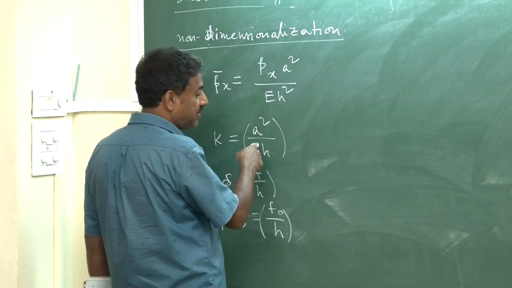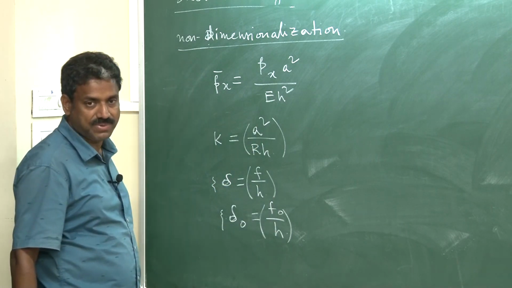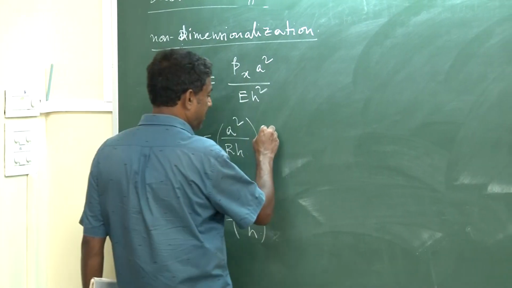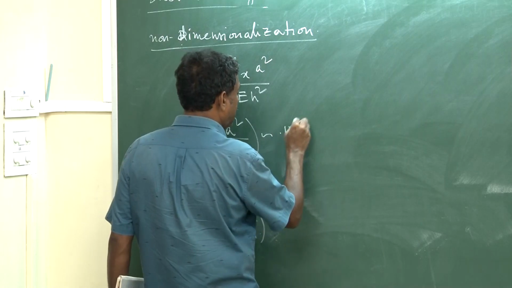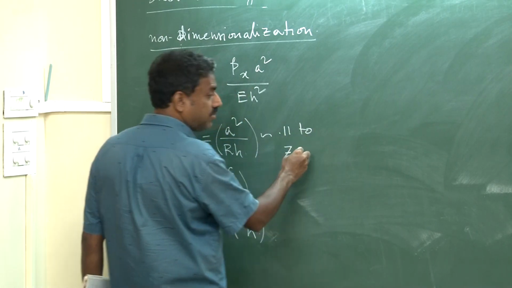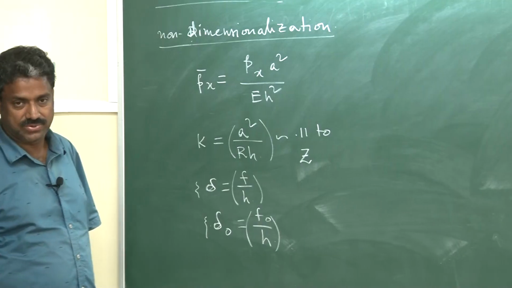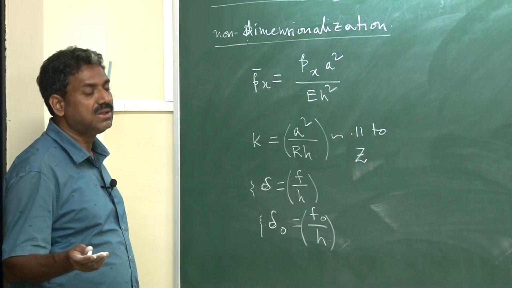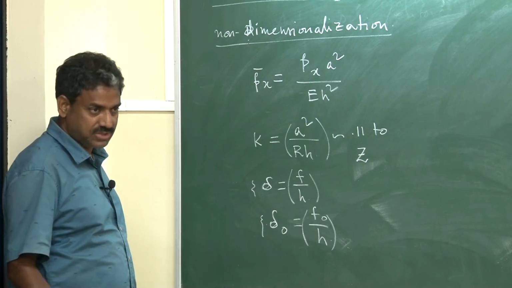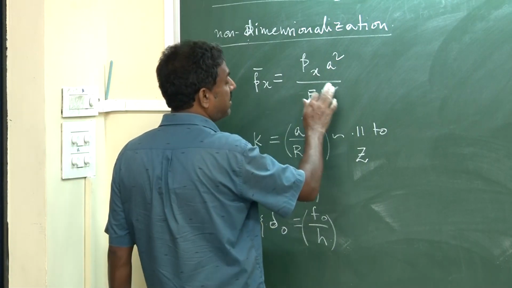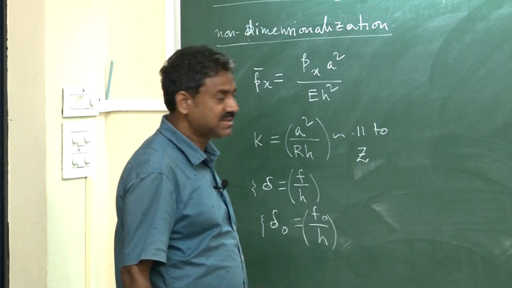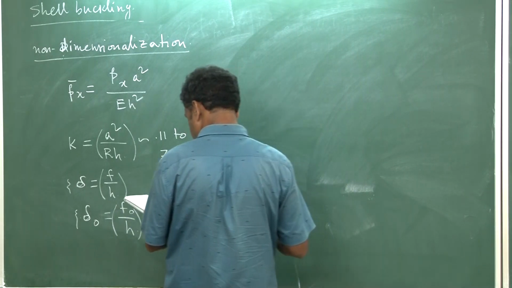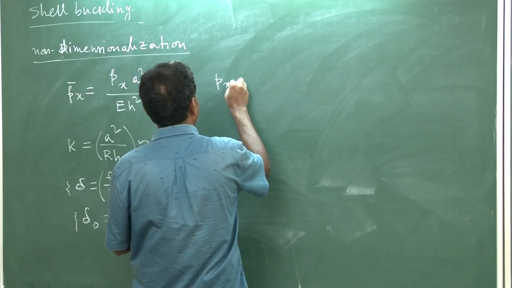So L is the length, so it's similar to the Batdorf parameter, right. L square by RH root 1 minus nu square, right. It is similar to the Z parameter, which we have previously explained, right, which distinguishes between a moderately long shell and the short shell, right. And Px is the non-dimensionalized axial force, axial stresses. So then if you substitute, the final equation you will get for Px bar.